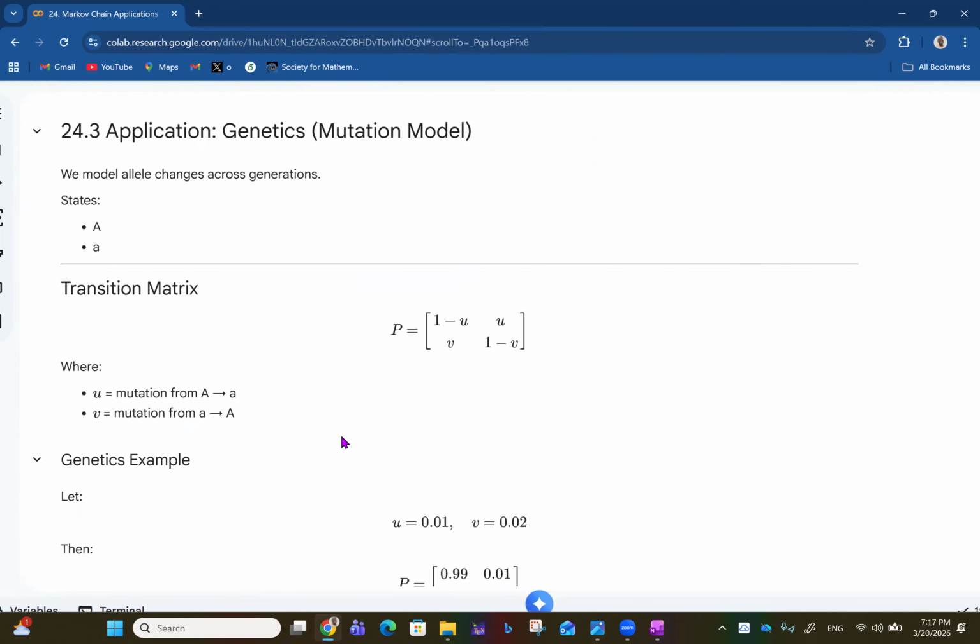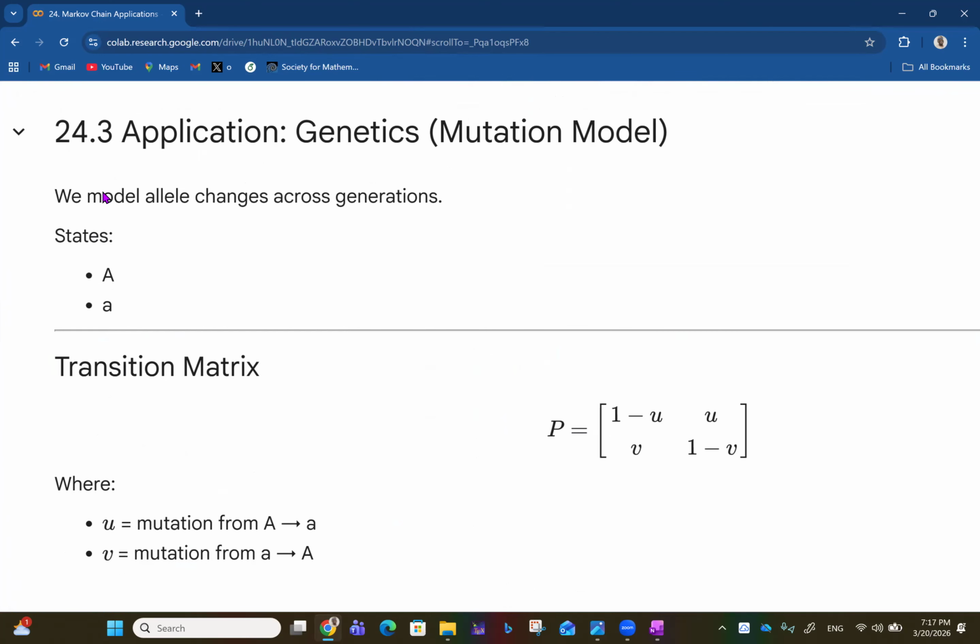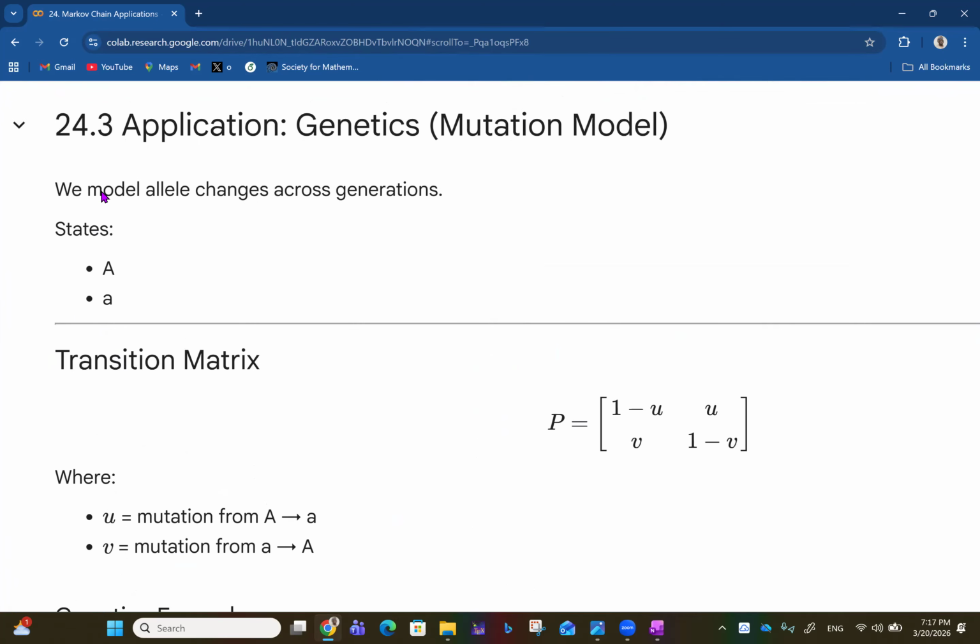Having looked at the application of Markov chains in page rank, we can also look at it in terms of genetics, looking at a mutation model. So we model allele changes across generations. So you have allele changes across generations like this. So you have the transition matrix. So you have state big A up here and you have state small a down here.